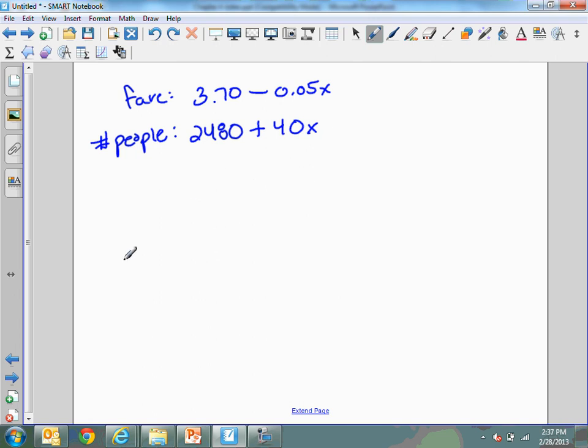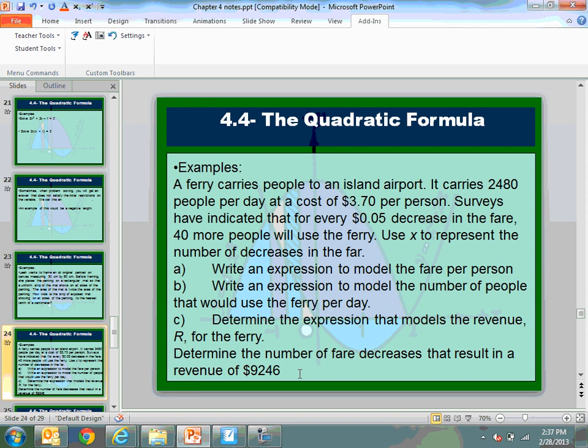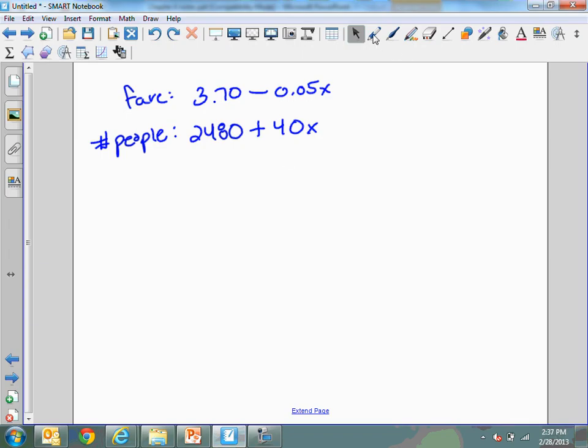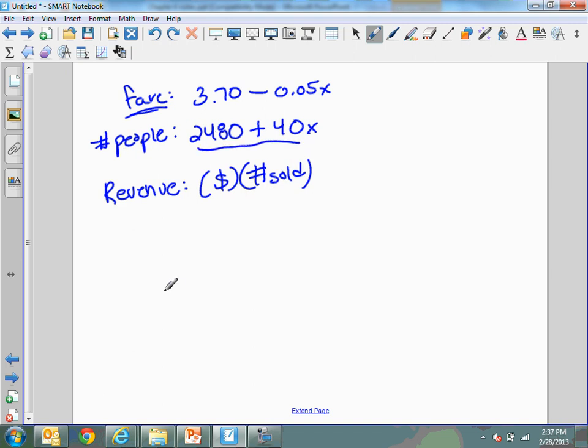Now, if we're writing a scenario to model the number of fare decreases that result in a revenue of 9,246, okay, revenue we calculate, that means how much money do you have coming in. To calculate revenue, you're just going to multiply cost by number sold. Our cost is right here. It's the fare per person. The number that we sell are the number of people that are going to ride.